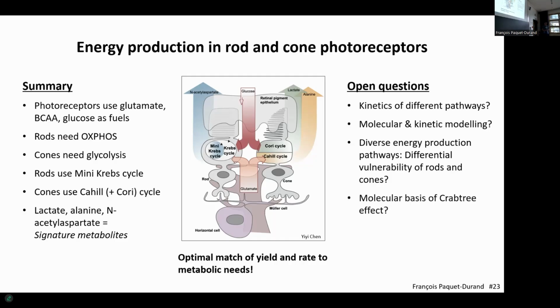And then, the Crabtree effect, what is the molecular basis for it? To this day, it was discovered in 1929, it's a long time ago, we still don't know how it works. And of course, if we eventually understand this properly, could we use it to rationally design novel therapeutic interventions? That's the final goal, basically.